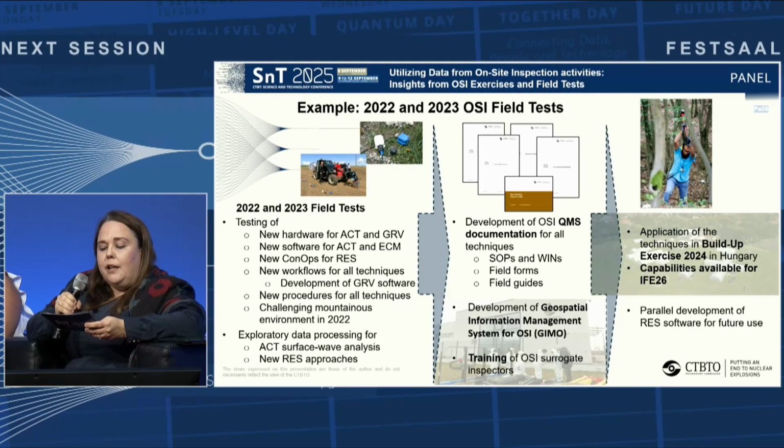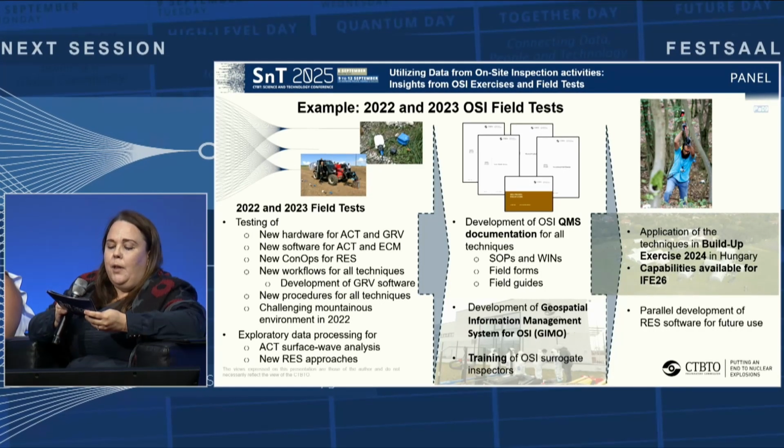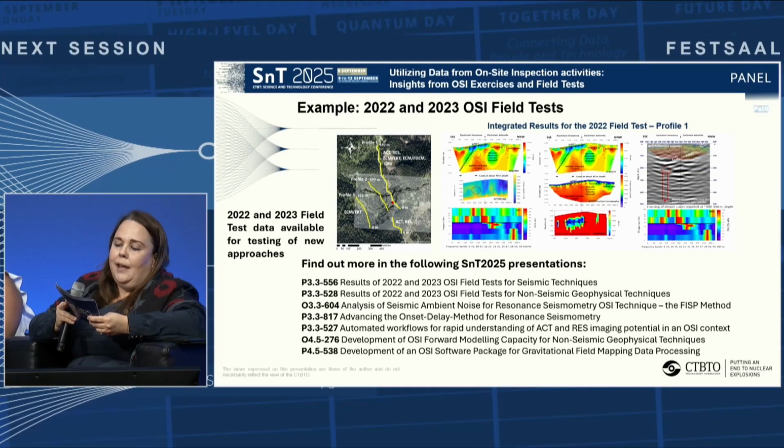Also, the geospatial information management system for OSI, GIM, has been developed for the techniques, including, for example, electronic field forms. And the surrogate inspectors have been trained. These techniques were then applied already during the build-up exercise 24 in Hungary, and these capabilities are available for the IFE planned for the end of next year.